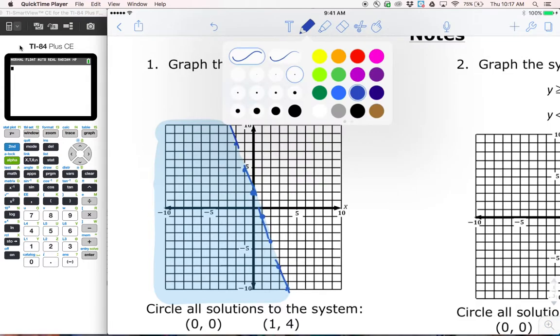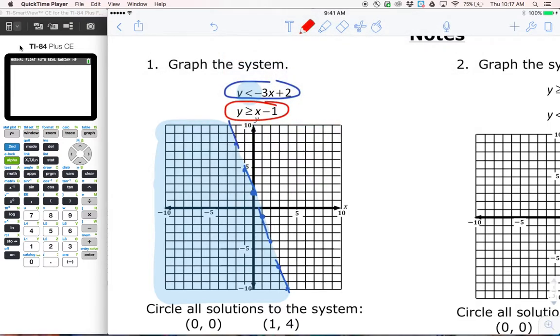Now on the same graph, we're going to do another inequality. So in this case, y is greater than or equal to x minus 1. So my y-intercept is -1, and my slope is 1x. So I'm moving up 1 over 1. All right, up 1 over 1. Do as many points as you need to get a really good line, and go ahead and draw that line.